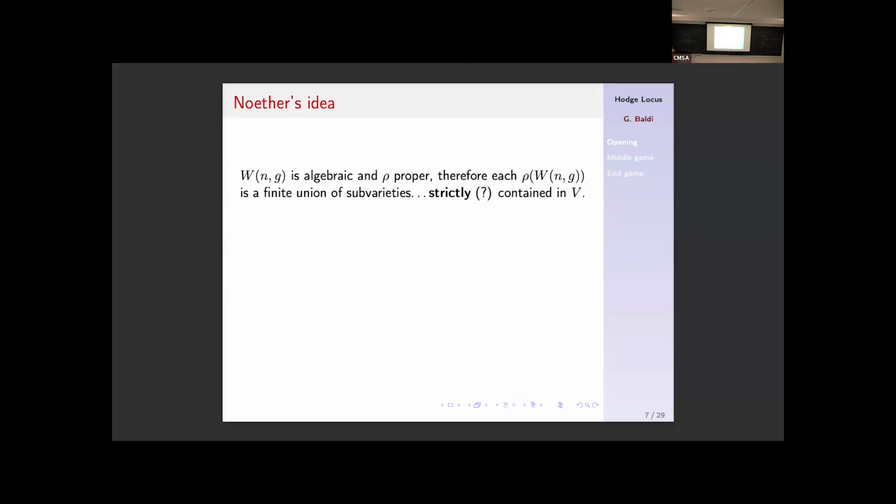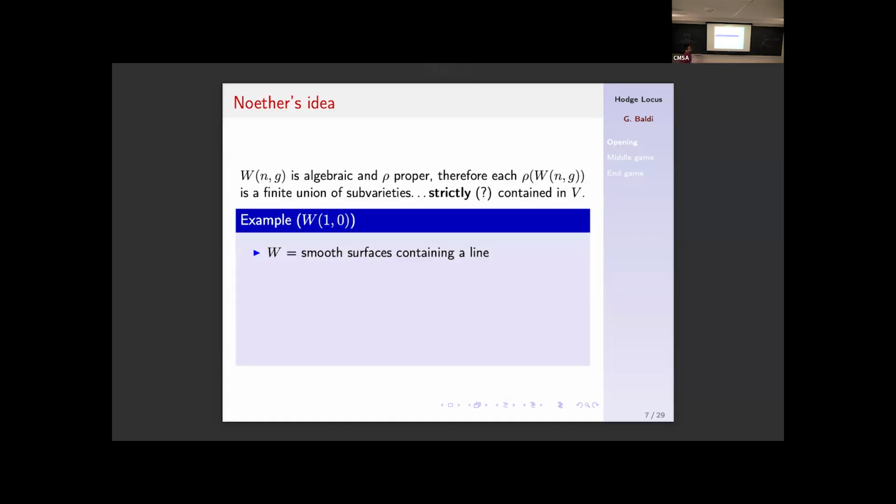But Noether didn't quite claim this; he was just making some computations. So let me give you one example why you should believe that it is strictly contained in V, and it will also show that d bigger or equal to 4 is needed. The easiest locus to describe is W_{1,0}. So it's curves of degree 1 of genus 0. I want to describe the locus of smooth surfaces containing a line. So a line is not a complete intersection.